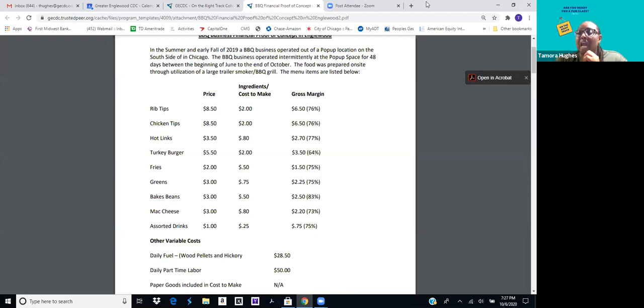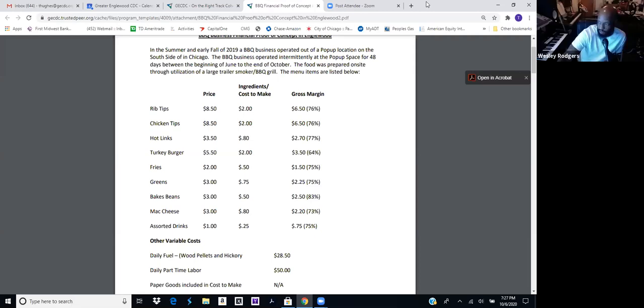IBISWorld. It's a software that is available through the SBDC. Normally, if you did IBISWorld on your own, it would be about $5,000 to $10,000 for a subscription.